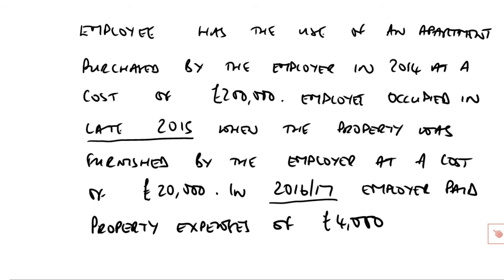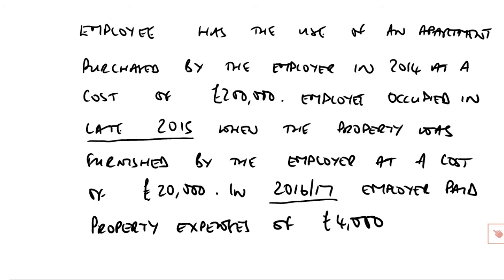Remember, the components are the benefit of the living accommodation itself, any expenses paid for by the employer, running costs of the property, and any furniture and furnishings made available. What rule do we use there on the use of assets? So I told you what was the cost. That was incurred, 200,000, in 2014. The fact that this employee didn't occupy until late 2015 doesn't matter.